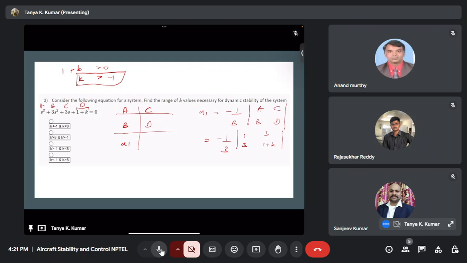So we just have 1 plus k minus 9 over 3 should be greater than 0. So we have minus 1 minus k plus 9 should be greater than 0, or k should be less than 8. This is your second condition. So these satisfy the conditions.